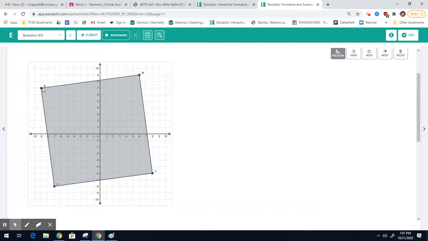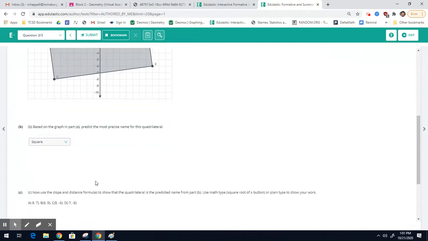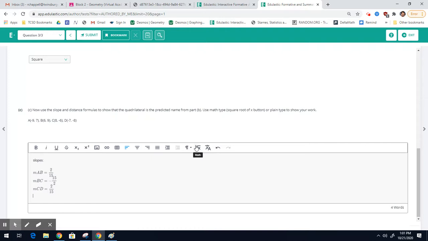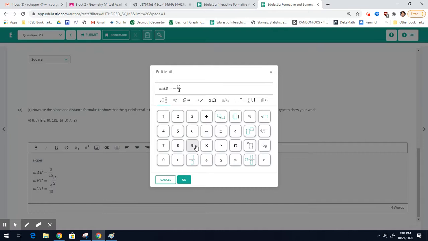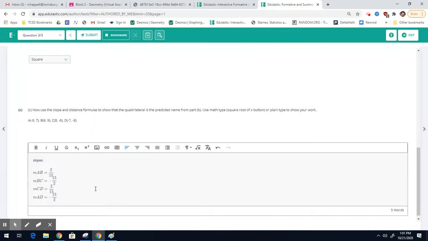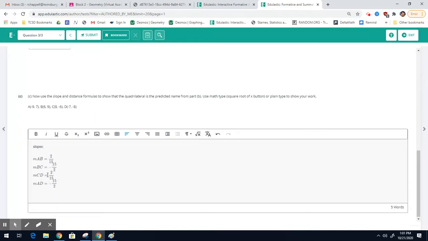And now from A to D, let's go down 1, 2, 3, 4, 5, 6, 7, 8, 9, 10, 11, 12, 13, 14, 15, and right 2. Down 15 and right 2. So the slope of AD equals negative 15 over 2. And from these slopes, I see that AB and CD are the same. I see that BC and AD are the same. I have 2 pairs of parallel sides.